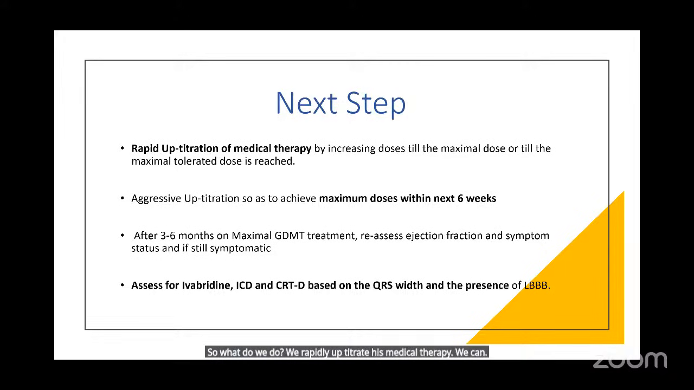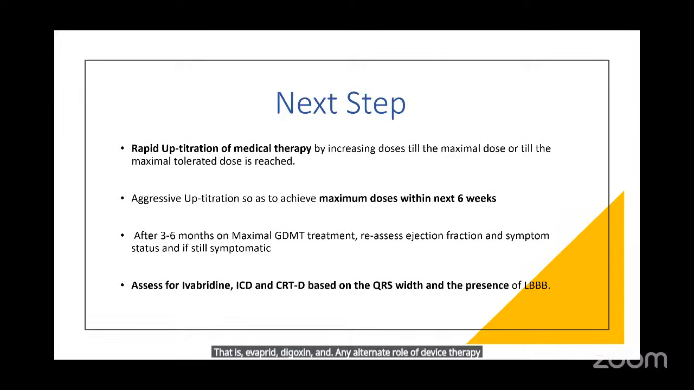We can keep increasing the doses every 2 weeks. The rule is to do aggressive titration to reach maximum dose or the maximum tolerated dose within the next 6 weeks. We should then continue our patient on the maximum dose for the next 3 to 6 months. Following those 3 months, we should reassess ejection fraction and symptom status. And if our patients, despite 3 months of maximum medical therapy, are still symptomatic, we need to assess for second line therapies. That is ivabradine, digoxin, and any alternate role of device therapy.